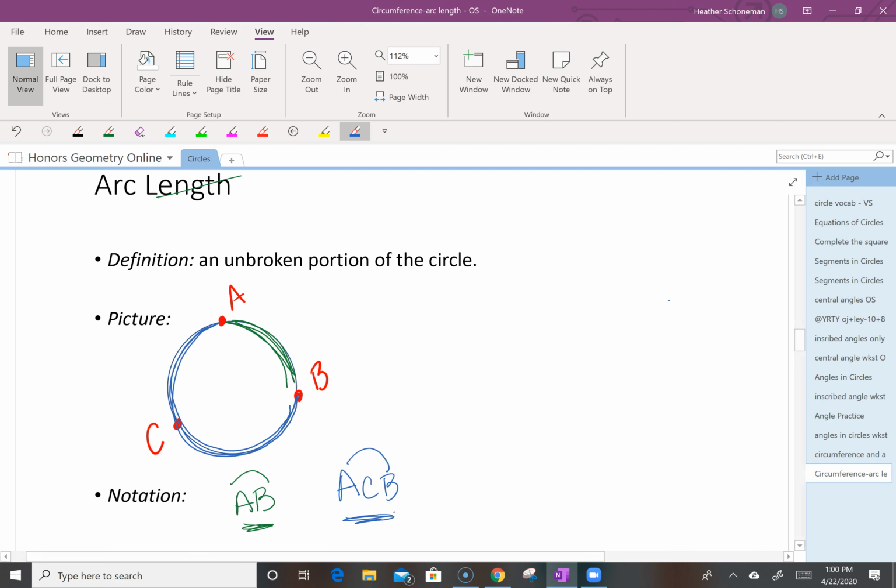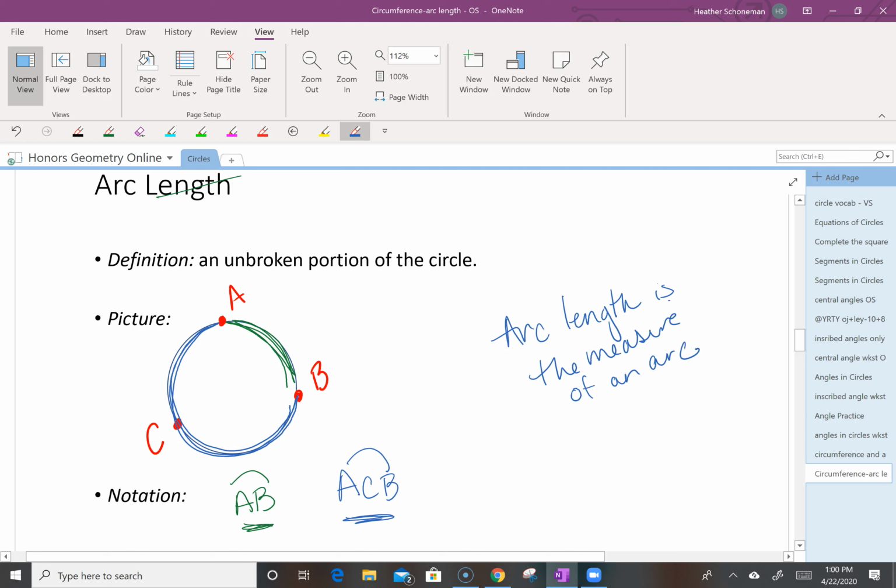All right, so what is arc length then? Arc length is the measure of an arc. And I'm not talking about the degrees. We just got done doing the degrees. We're trying to figure out the length.